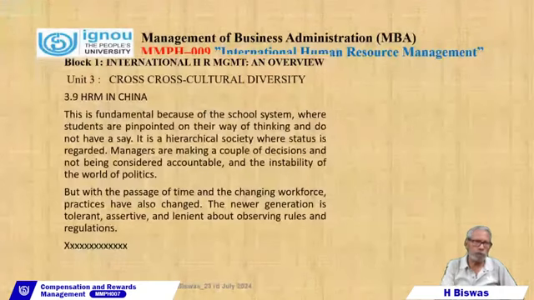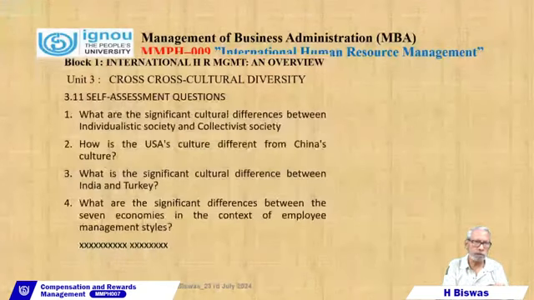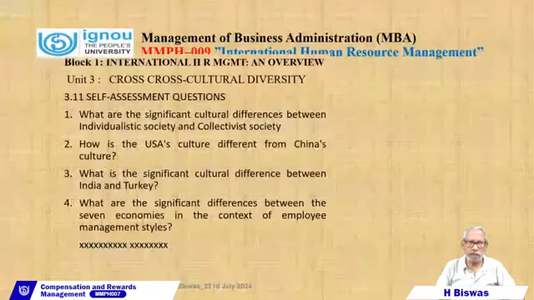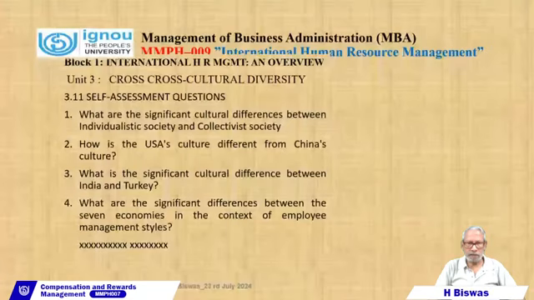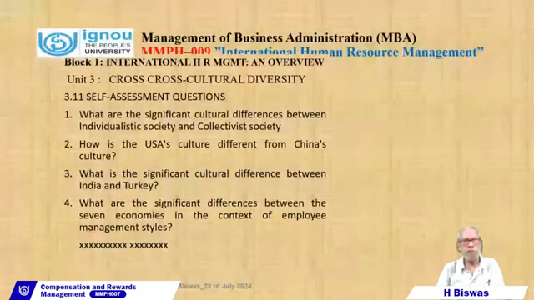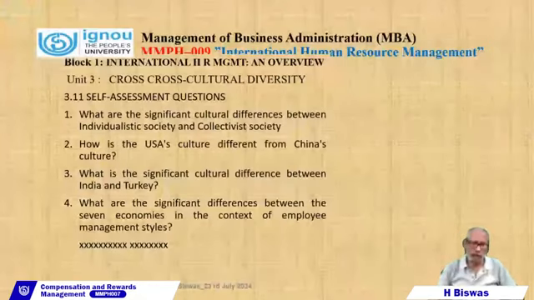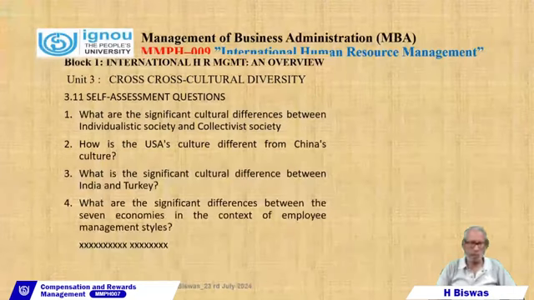So now I have to show you some questions. From this image, what are the significant cultural differences between the individualistic society and the collectivist society? Then how is the US culture different from the Chinese culture? That is the question. What is the significant cultural difference between India and China? You have to collect the points from the study material and make your answer. What are the significant differences between the two economies in the context of employee and management styles? That comes here.